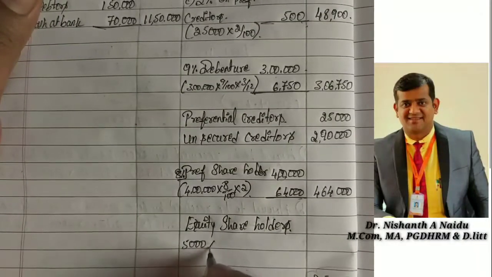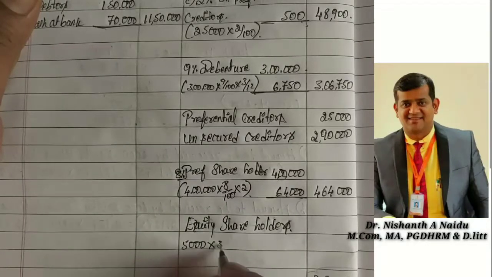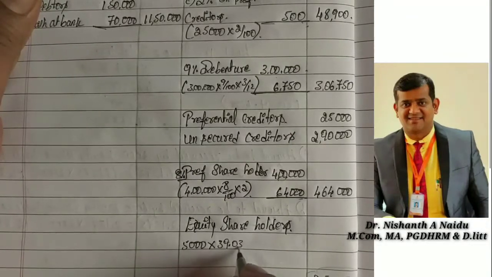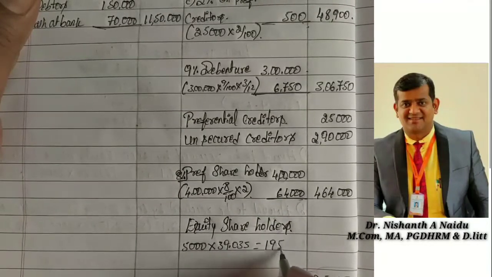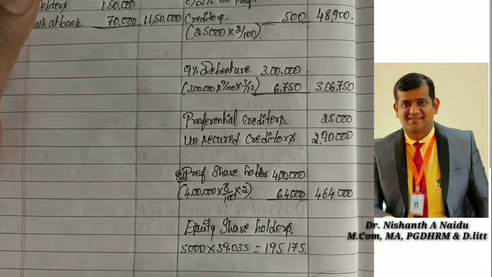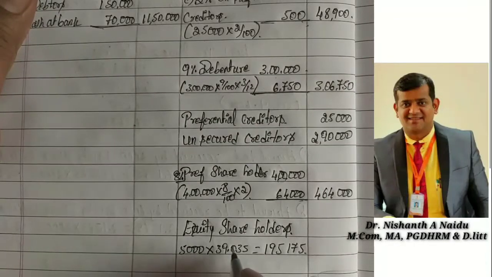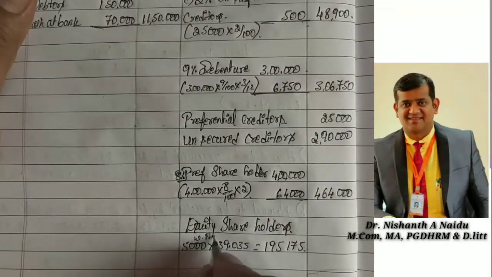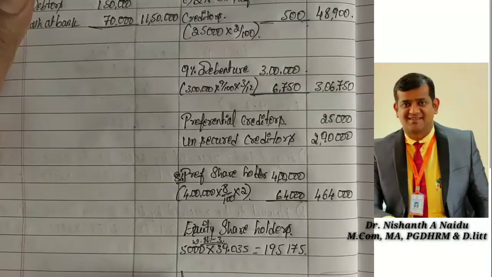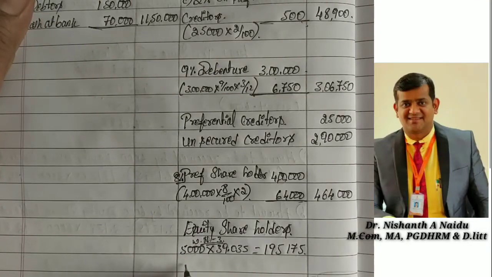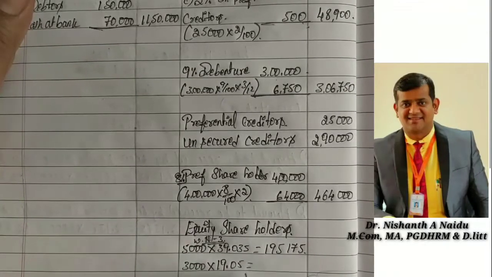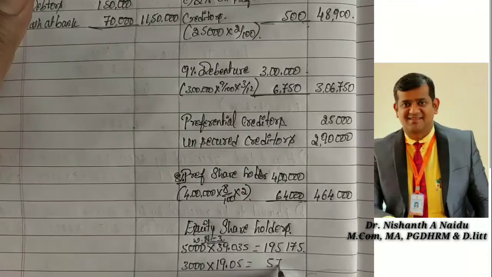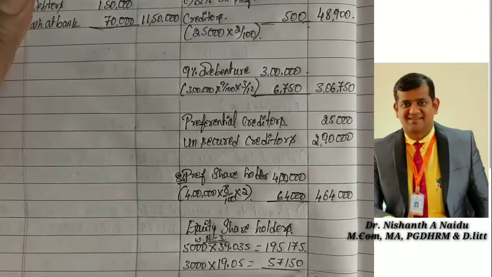5,000 equity shareholders are getting at rupees 39.035. That is 1,95,175 rupees. So according to working note number 3, you can refer. So next, 3,000 equity shareholders are getting at rupees 19.05. That means 57,150 rupees.